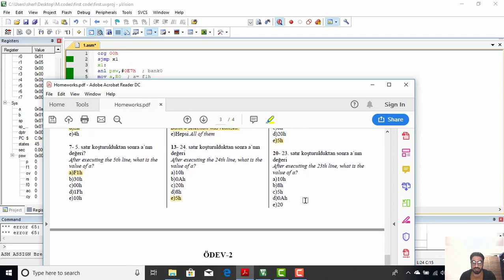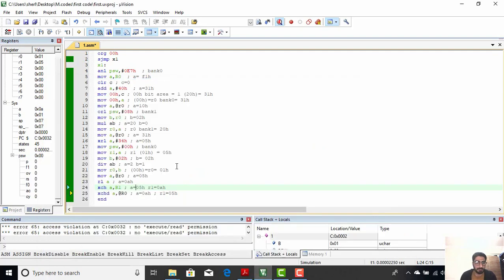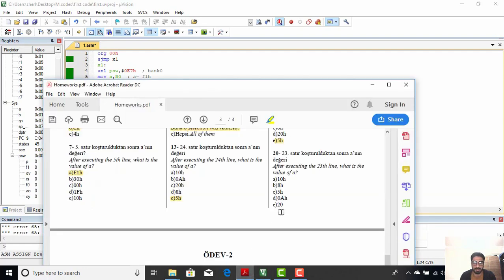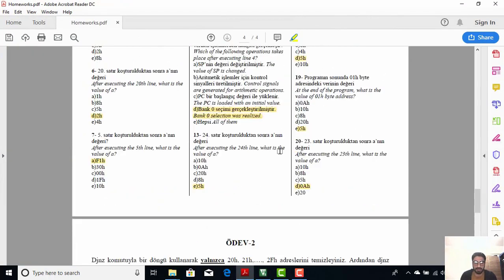The last one, after executing the 23rd line, the value of A. At 23, A is 0AX. And that's all.